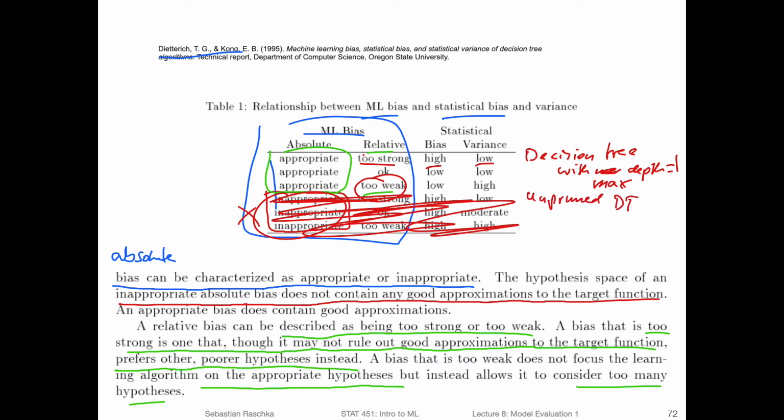On the other hand, if we have a relatively weak bias, this would be an unpruned decision tree. In this case, we will have a low statistical bias but a high variance, because the decision trees will vary a lot depending on the training dataset, even though the target function is the same as we've seen in previous videos.